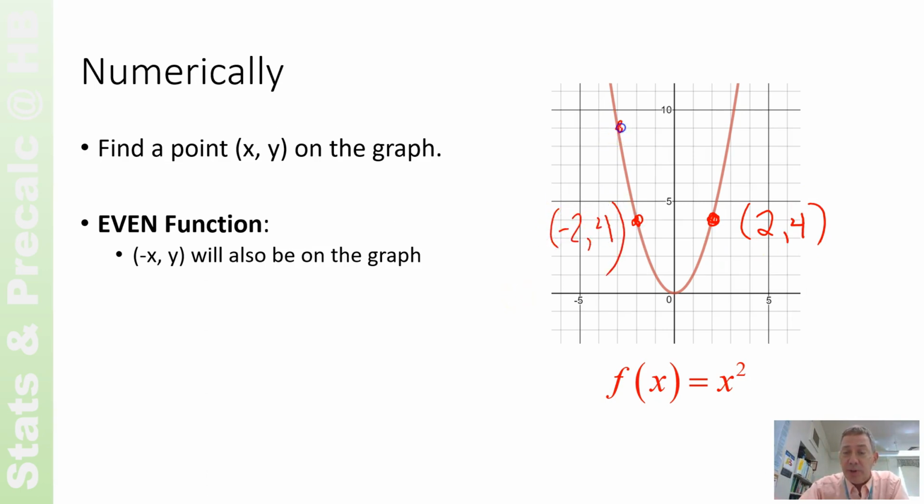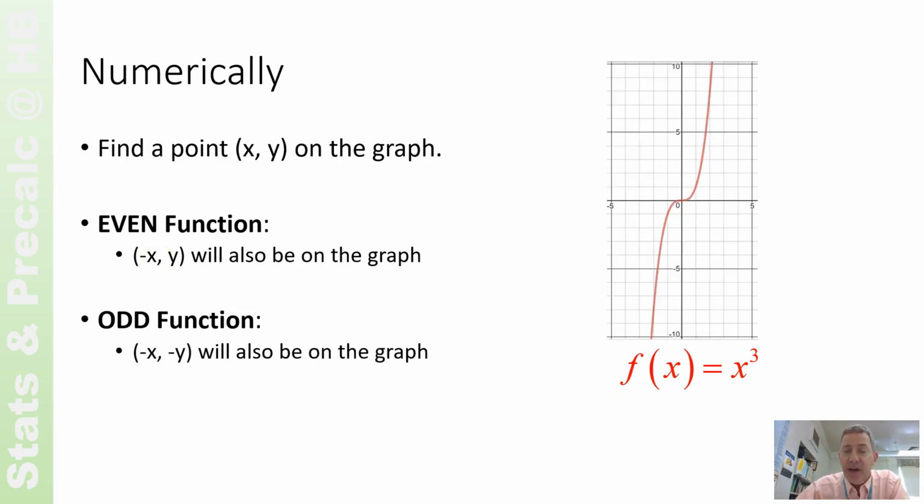That works on both sides. If you started with the point (3, 9), you would also find the point (-3, 9); if you started with (-3, 9), you would also find the point (3, 9) on this side. So, if (x, y) is on the graph of an even function, the opposite of x and y will also be on the graph. If it's an odd function, they're both opposite.